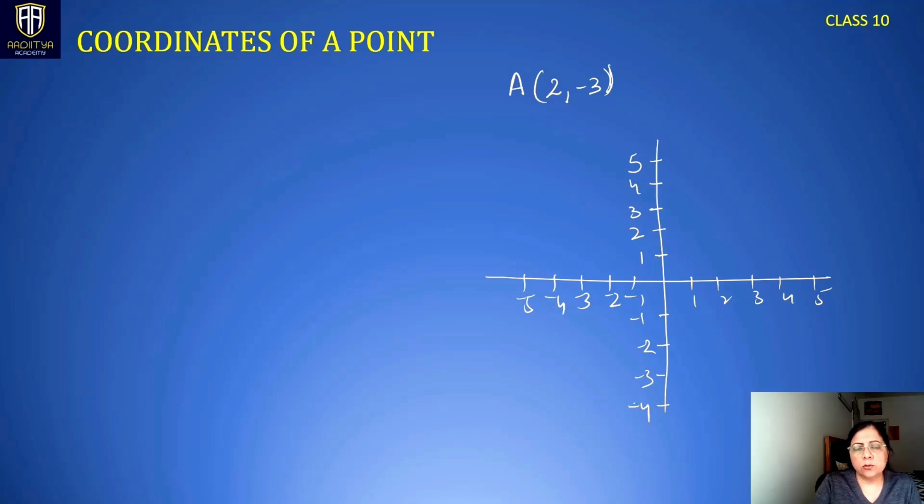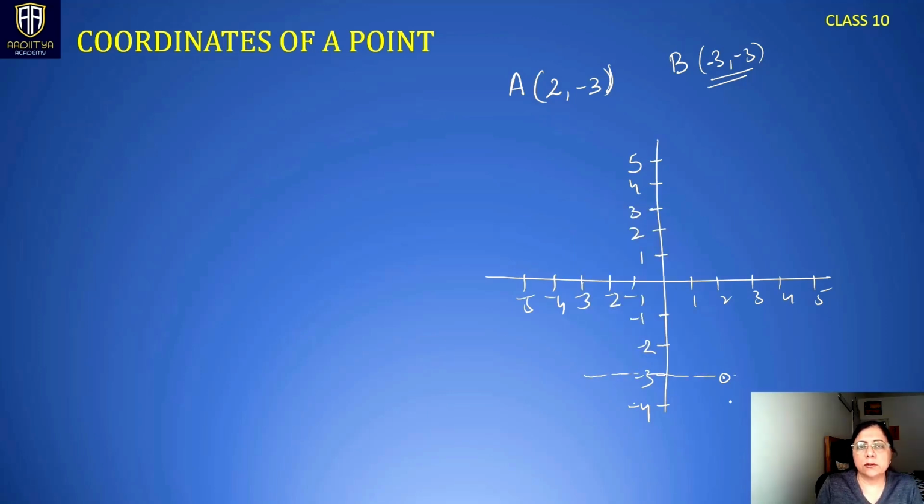So, if A is 2 comma minus 3, it will be here, right? And if I have a point B, B is minus 3 comma minus 3. You must have learned that if both the numbers are negative, it lies in the third quadrant. So, X is negative 3, Y is negative 3. This is like this.